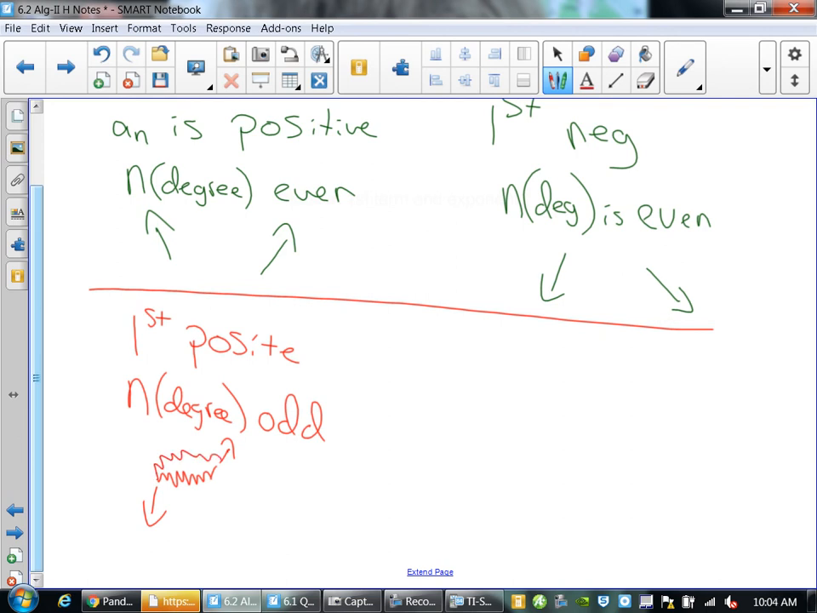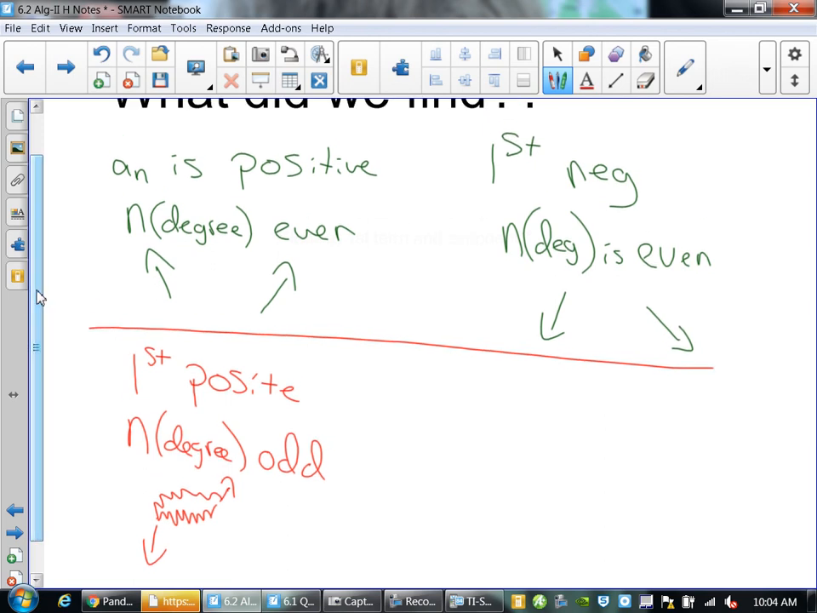Can you scroll up real quick? Yeah. And then the other one, if the first is negative, with the degree again being even. Oh, not even, excuse me. Odd. It's just going in reverse.